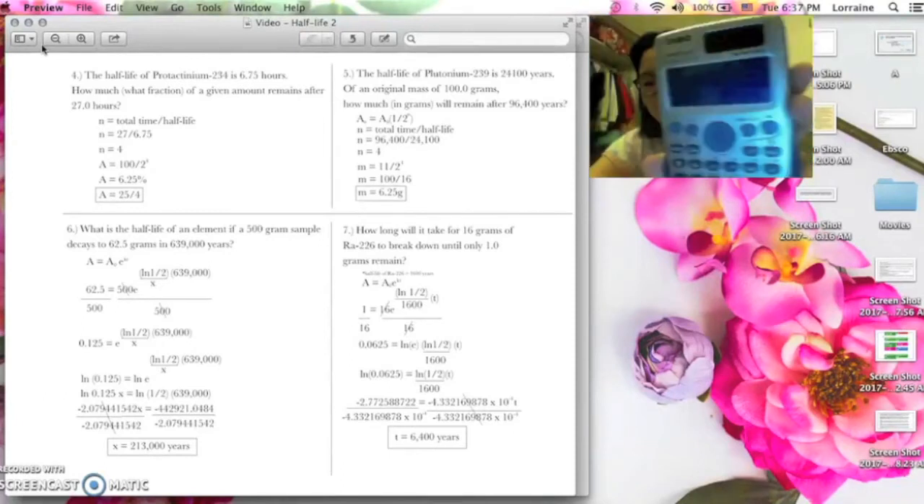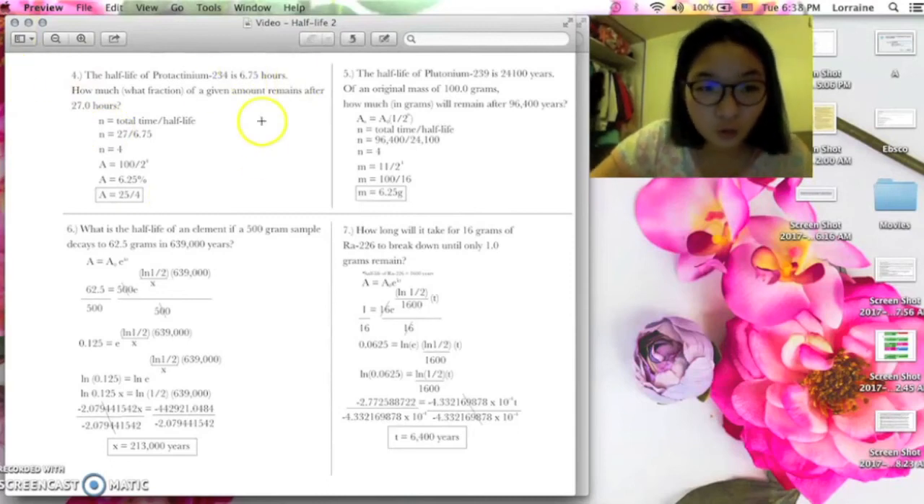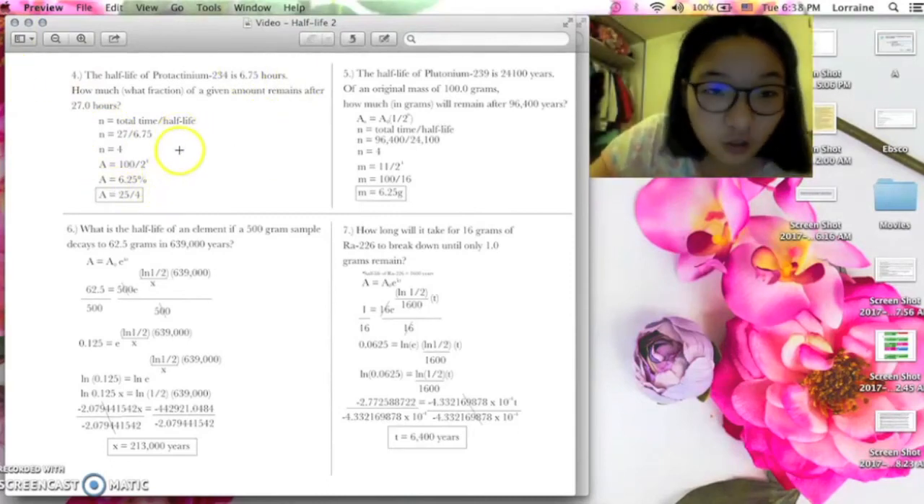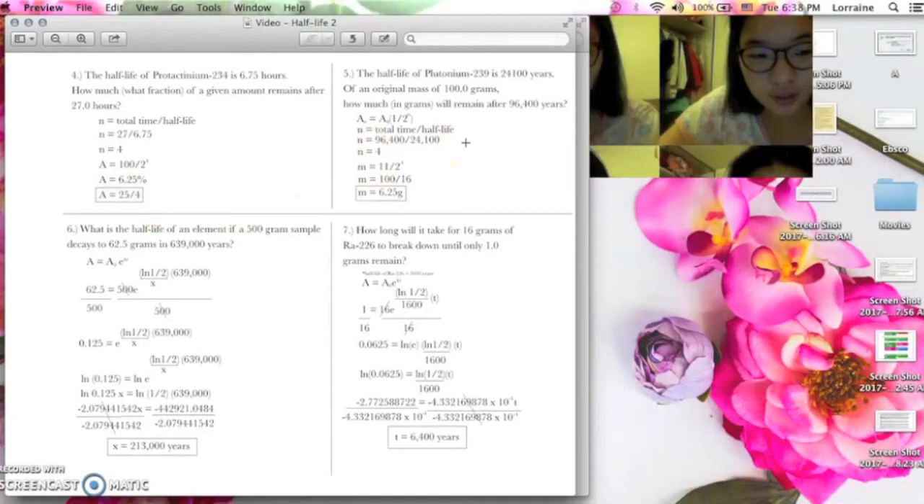Oh my gosh, yep, that's 25 over 4. So our answer for this number is 25 over 4. Now, moving on to the next problem.